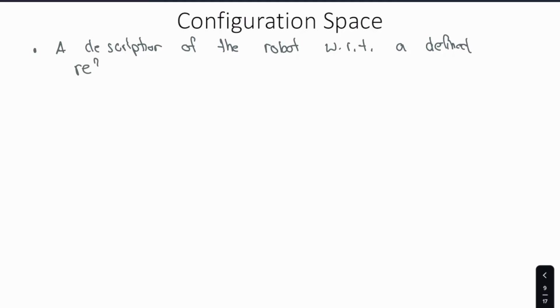Speaking of any direction, let's talk about configuration space. So this would be a description of the robot with respect to a defined reference frame. And we almost always mean the global reference frame.